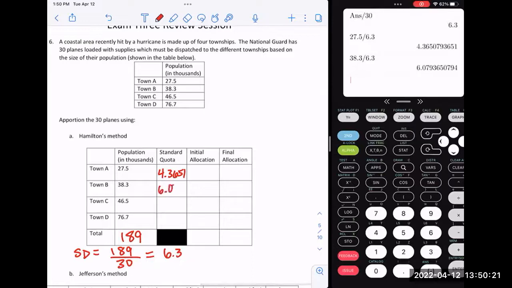I get 6.0794. Kind of cramming these in, so if you can't see it, let me know. Can't read my writing. 46.5 divided by 6.3 is giving me 7.38. That would actually round to 10. And then 76.7 divided by the standard divisor, 12.1746.